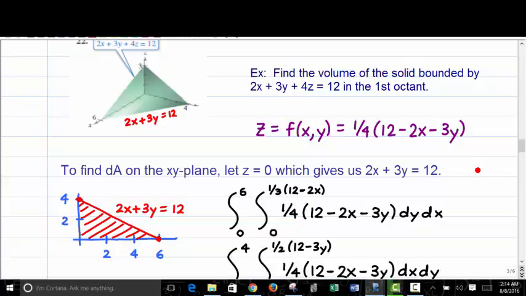Now, the limits of integration, you can choose either order. So knowing how to come up with both orders is obviously important, because I could ask you to set this up in whichever order.